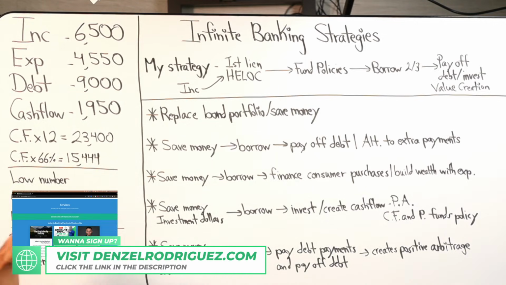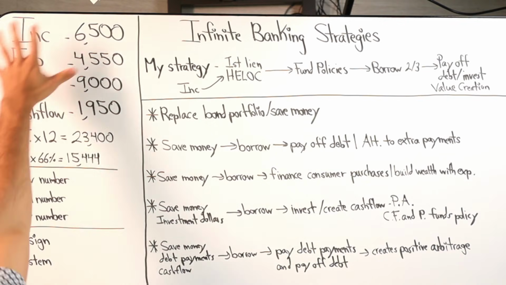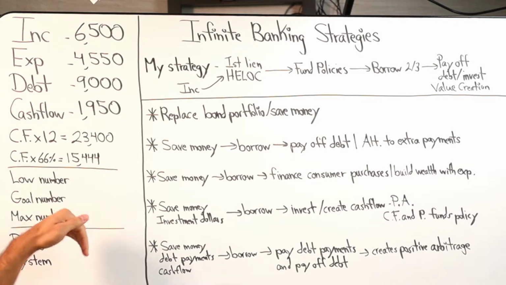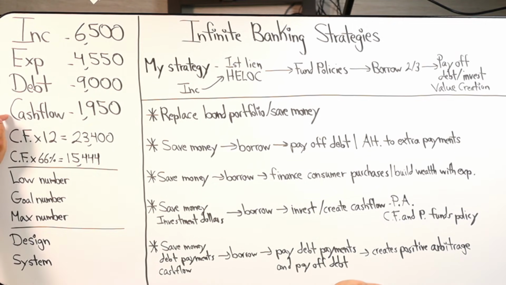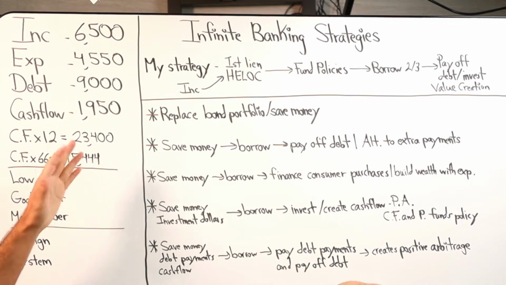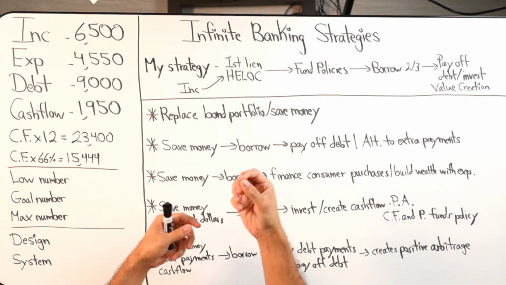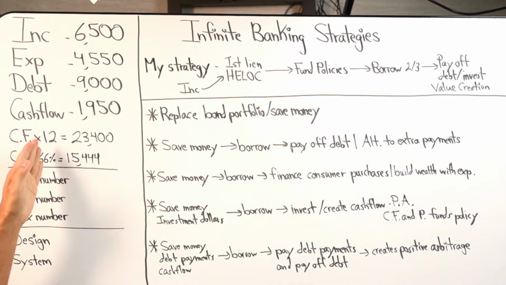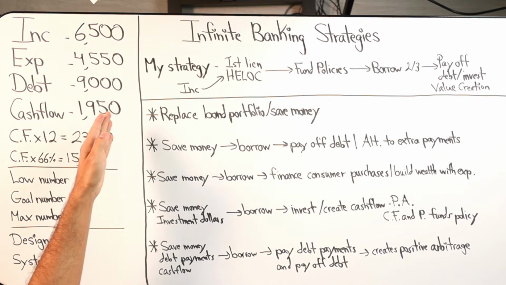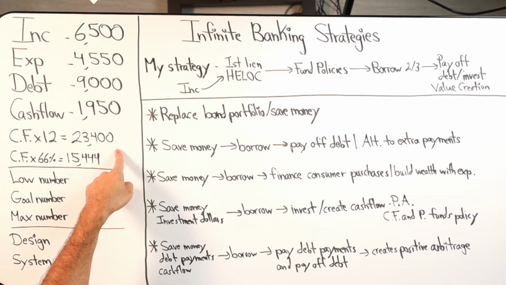So, some of the numbers that I gather before I even put an infinite banking strategy in place, okay, this is a client that is in the process of putting a policy in place. I take their cash flow and multiply it by 12 to understand how much free cash flow we have available to fund this particular strategy. So cash flow times 12: $1,950 times 12 is $23,400.